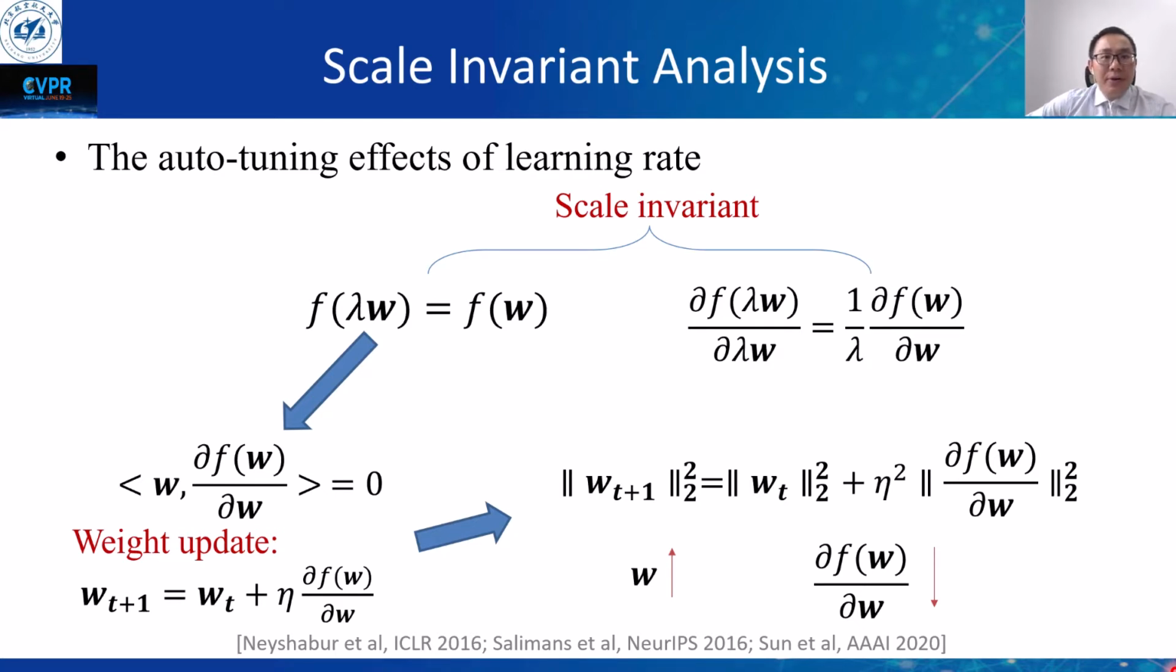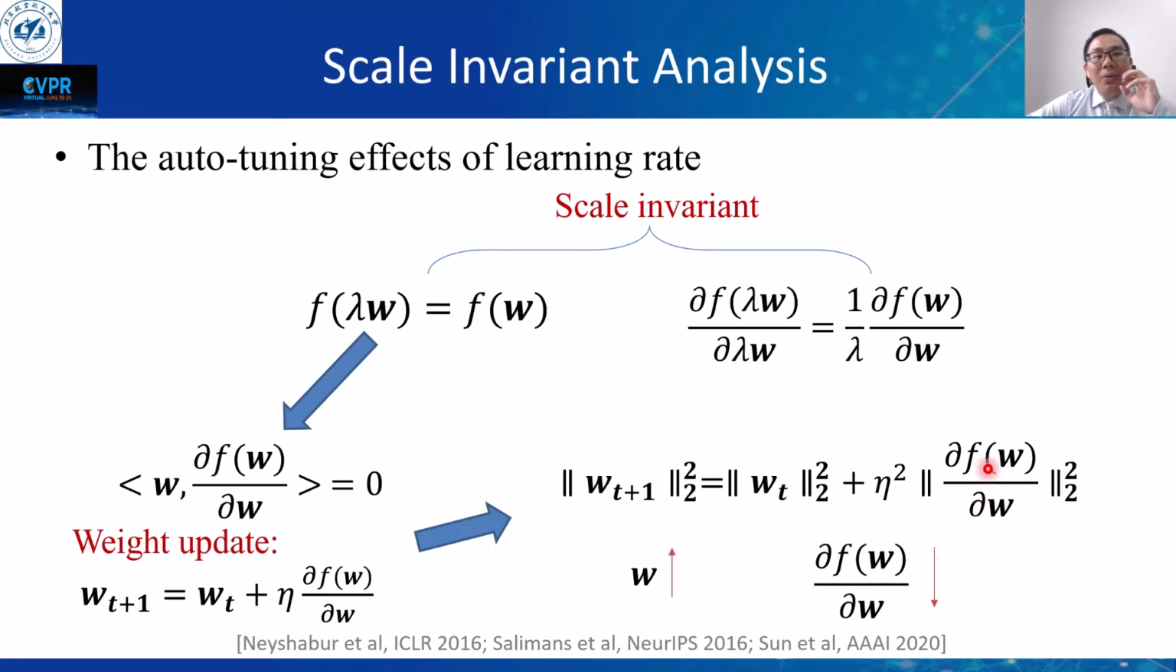The scale invariance of the weight has an altering effect on the learning rate. If a network is scale invariant, for example, if f(λw) equals f(w), we can derive that the weight vector is perpendicular to its gradient. Based on the weight update rule shown in this formulation, we can obtain that the norm of w_{t+1} equals the norm of w_t plus a positive term. Thus, this property can lead the norm of the weight to increase after each iteration.